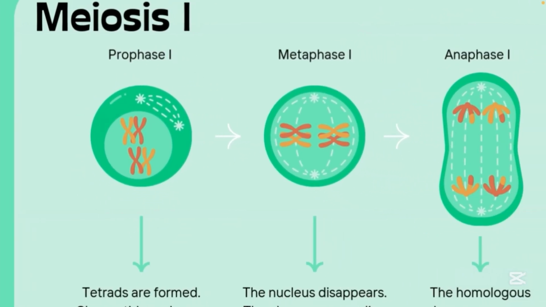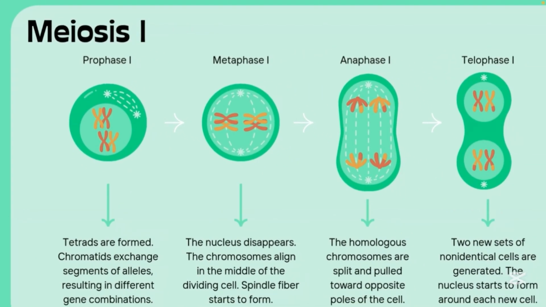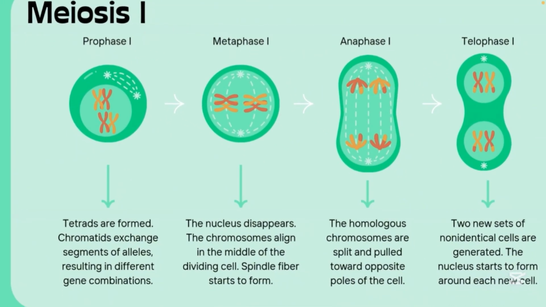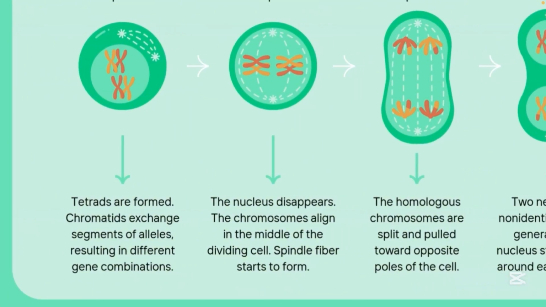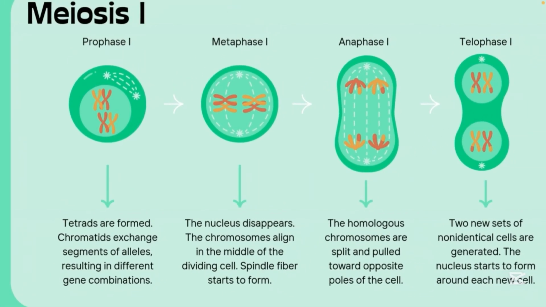In prophase I, the chromatids become more condensed and the nuclear envelope breaks down. The tetrads are formed. Here you can see that the chromatids exchange segments of alleles, resulting in different gene combinations. Then the next step is metaphase I. In metaphase, independent assortment takes place.